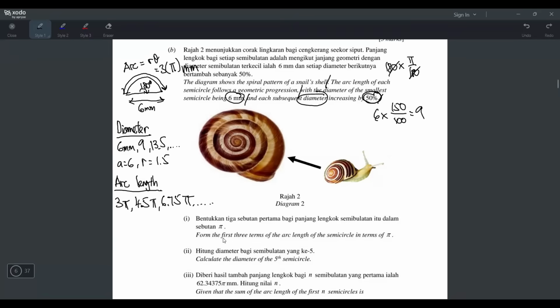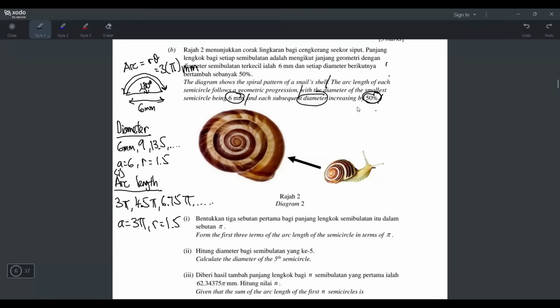Okay, but question one only asks you to form the first three terms of the arc length. So your question one answer is this, right? They only want you to form the first three terms, and that's all. And I will even write the A and R down, okay? So this is your first question answer. For the second question, I'm going to do it over here, so let me erase this first.